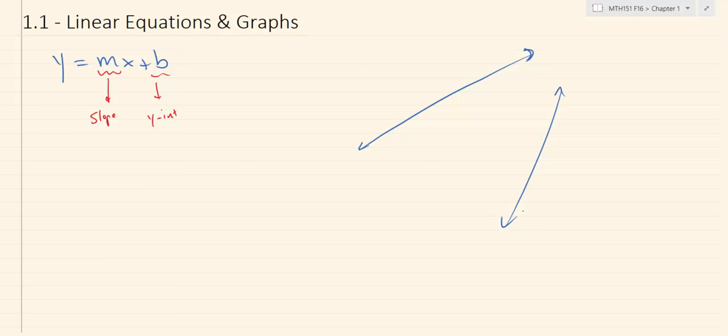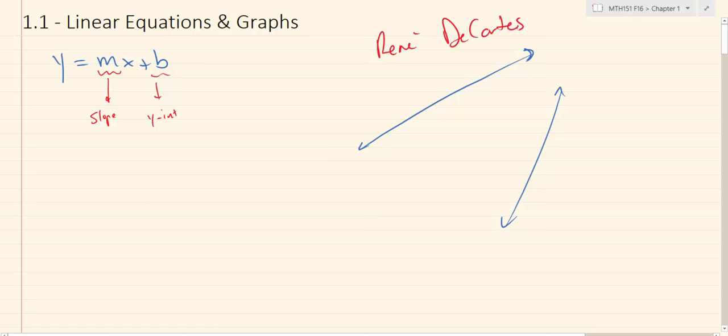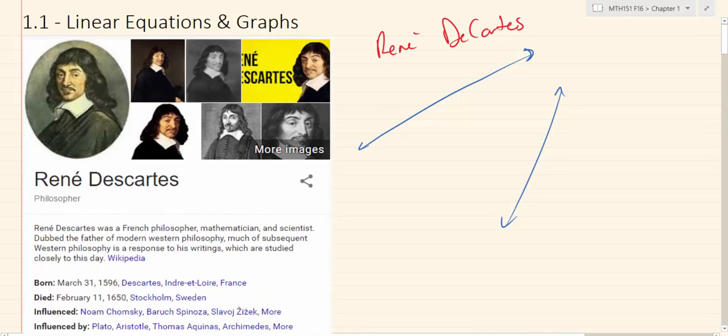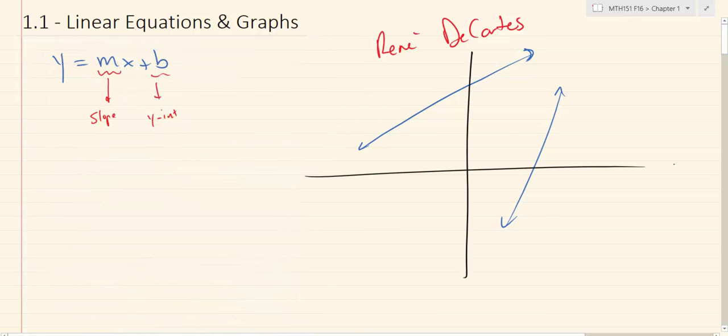Probably about 400 years ago, a guy named René Descartes, French, so there's an S on Descartes, but you don't pronounce it. So Descartes comes along and he says, tell you what we're going to do. Instead of drawing things in the sand, we're going to draw things on a grid. This is called the Cartesian coordinate system. It's a rectangular coordinate system.